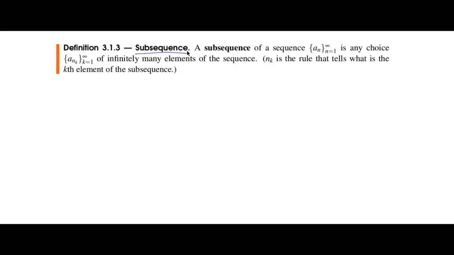Subsequences. A subsequence of a sequence, a sub n, is any choice a sub n sub k of infinitely many elements of the sequence. So n sub k is the rule that tells what is the kth element of the subsequence. Suppose we have 1, 2, 3, 4, 5, 6, 7, 8, and so on. So the natural numbers.